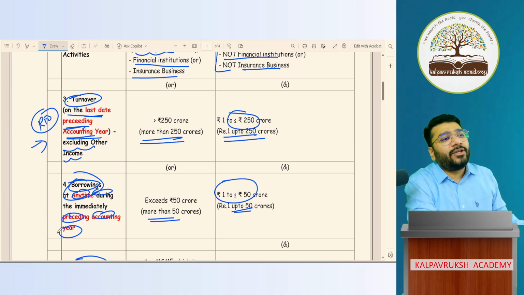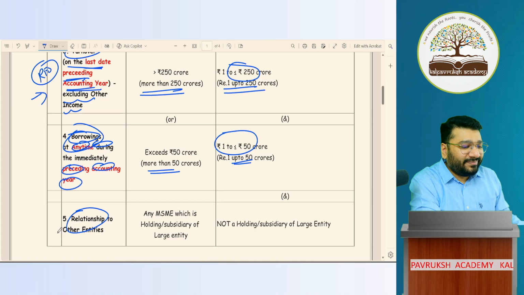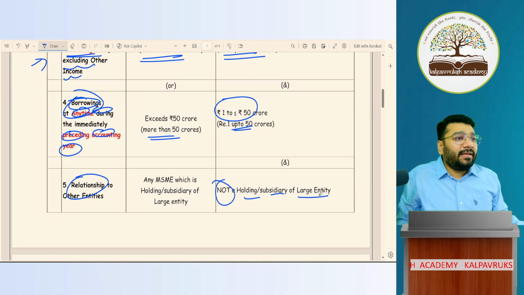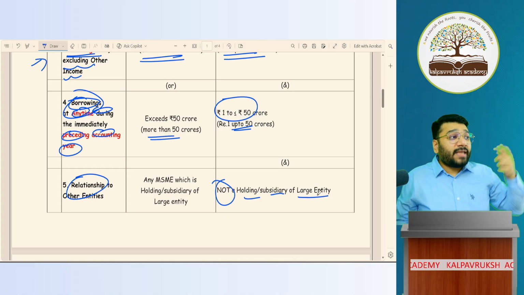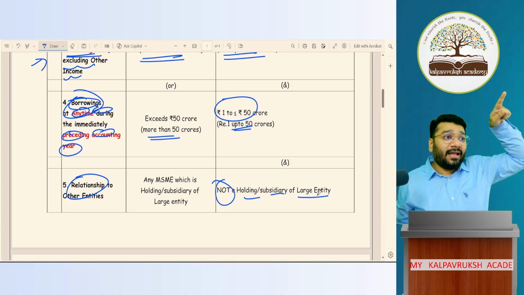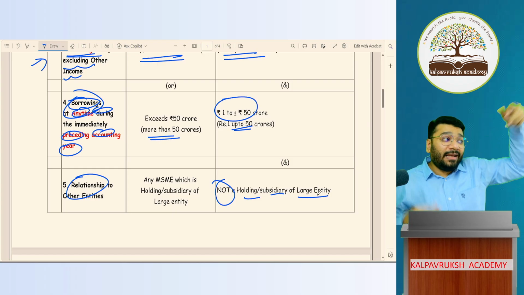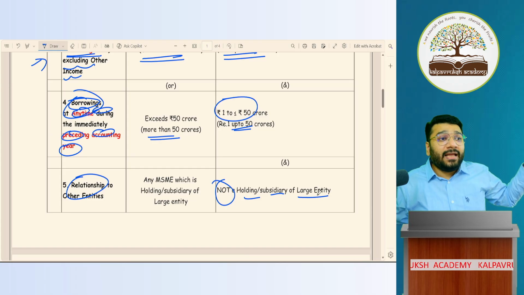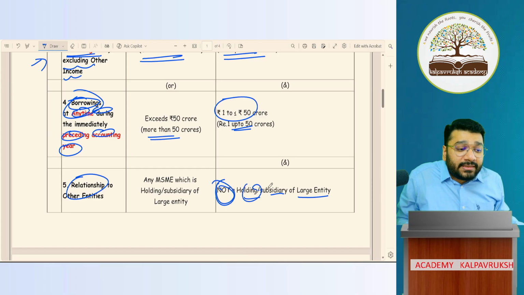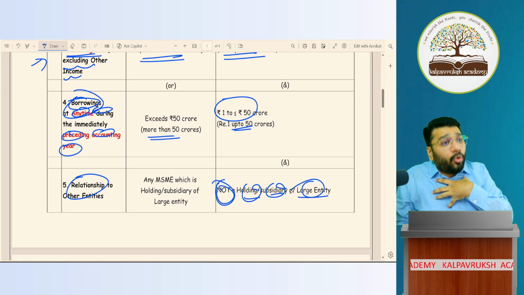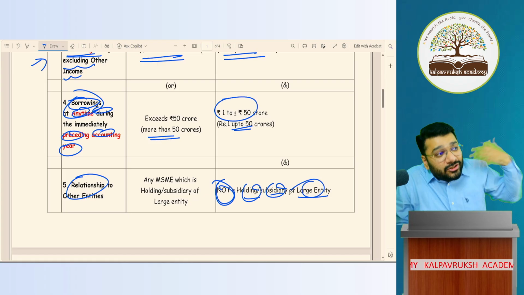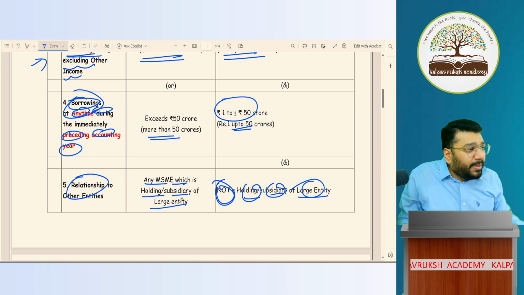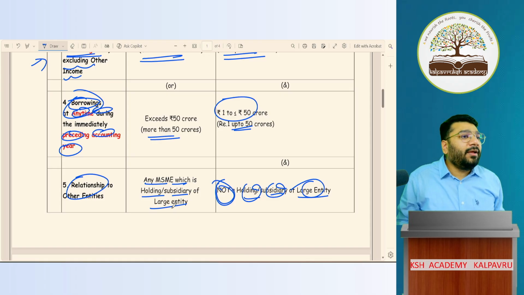What do you think is the last condition? You should not be the holding or subsidiary of a large entity. If Kalpavriksha is either holding or the subsidiary of a large entity, then what is applicable for a large entity will be applicable on me also. So if I should not be a large entity, then I should not be the holding or subsidiary of a large entity. If I'm the holding or subsidiary of a large entity, I will also become a large entity. So any MSME which is the holding or subsidiary of a large entity is also a large entity. Okay, not okay?